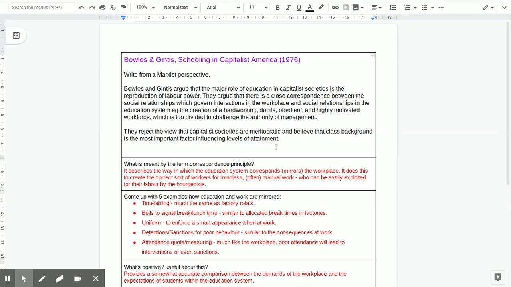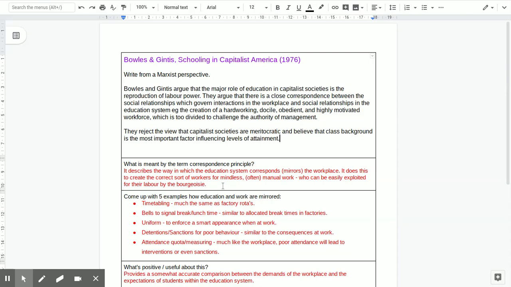So they also reject the view that capitalist societies are meritocratic. So remember what meritocratic means, the whole idea of work hard, gain rewards. Okay, they reject that view and believe that class background is the most important factor in influencing levels of attainment. Basically, it's not about how hard you work, it's about what social class you belong to. That is what's going to give you those qualifications that you need. So it's all about social class, not about individual merit.